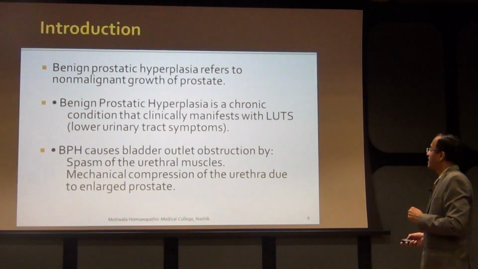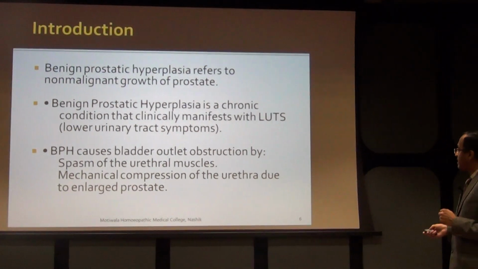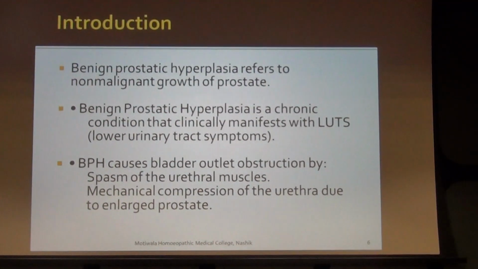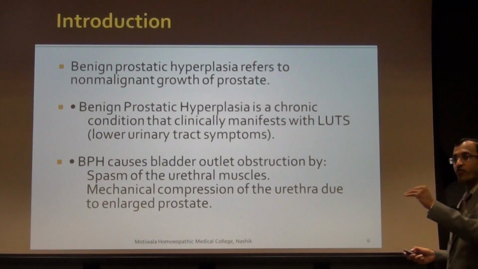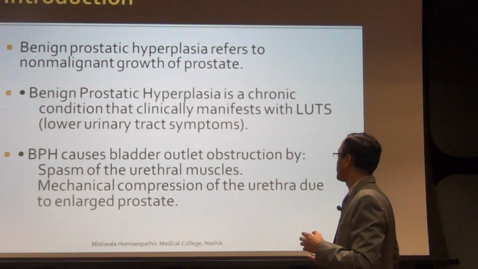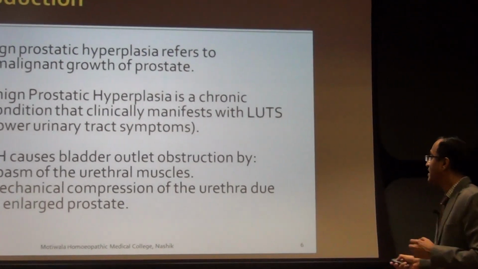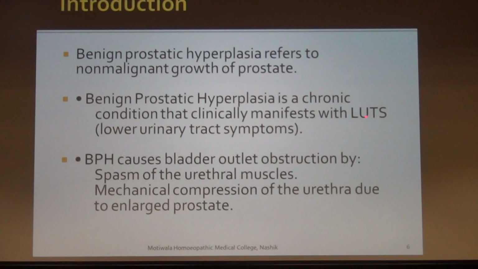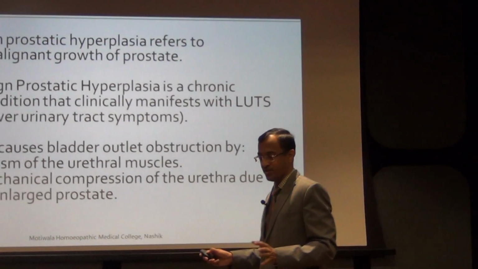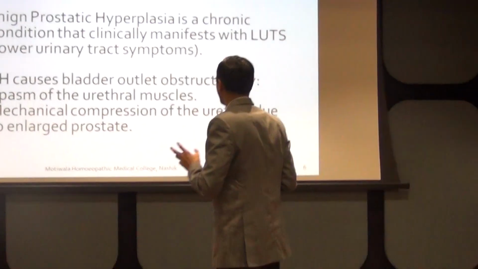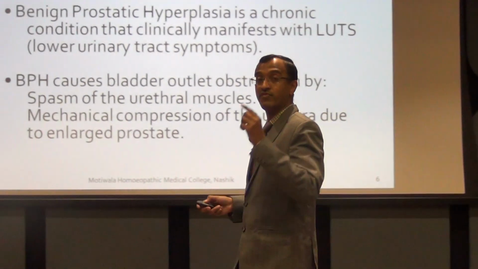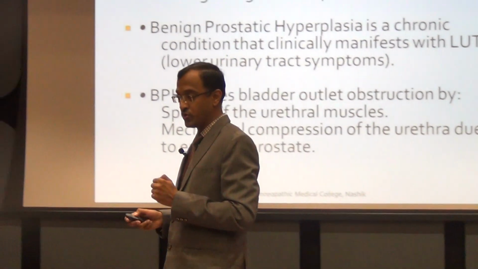Now, benign prostatic hyperplasia by definition is a chronic condition. Over a period of time the prostatic hyperplasia develops. So it is a chronic condition that clinically manifests with lower urinary tract symptoms. A very easy definition. So it is a chronic condition, and we need to think about this chronicity when we are taking a homeopathic approach to it.